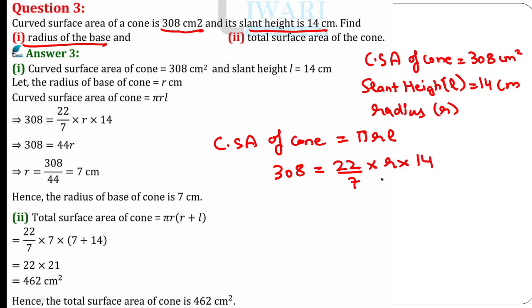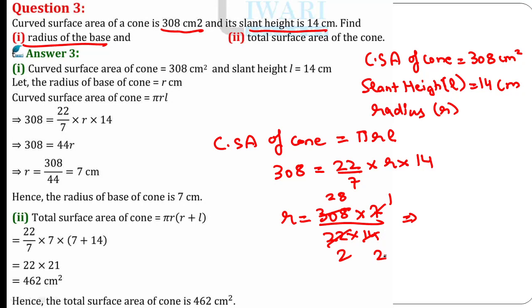You will keep R on one side and take the other terms to the other side, that is 308. This 7 will divide, that will multiply on the other side, and 22 and 14 are in multiplication, that will divide on the other side. So 7 ones are 7, 7 twos are 14. Here you will obtain 11 twos are 22, 11 twos are 22, 11 eights are 88. So the value of this radius is 7 centimeter.